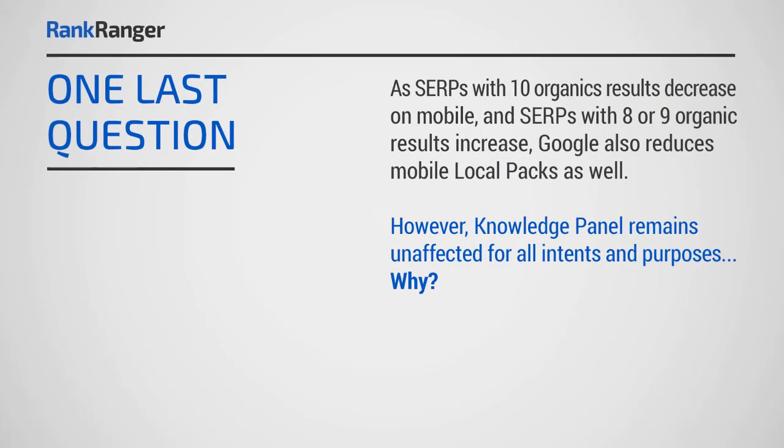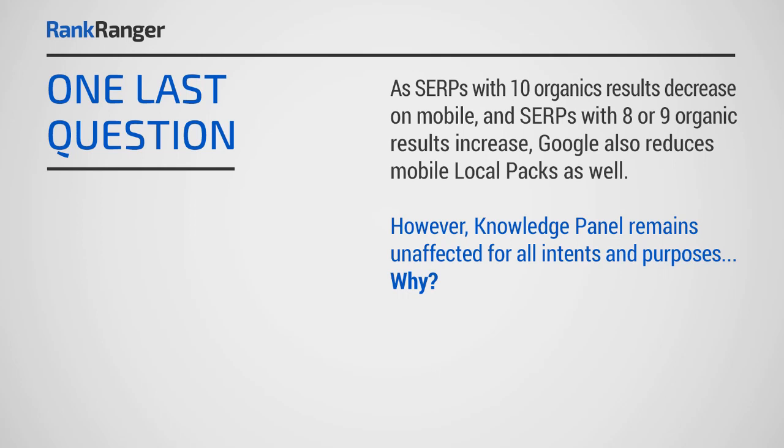And this all brings us to one last question. As SERPs with 10 organic results decrease on mobile and SERPs with 8 or 9 results increase, Google also reduces mobile local packs. And I'm pretty sure that's the first time I actually read the slide. In other words, when the breakdown shows fewer pages with 10 organic results, Google also decreases the local pack. Where that magic 10 results stays the same, Google leaves local pack alone.